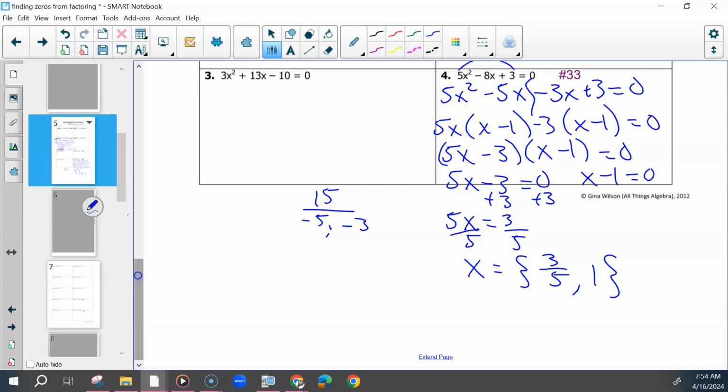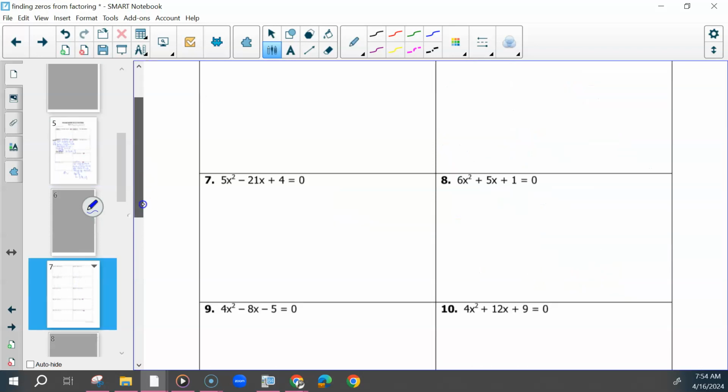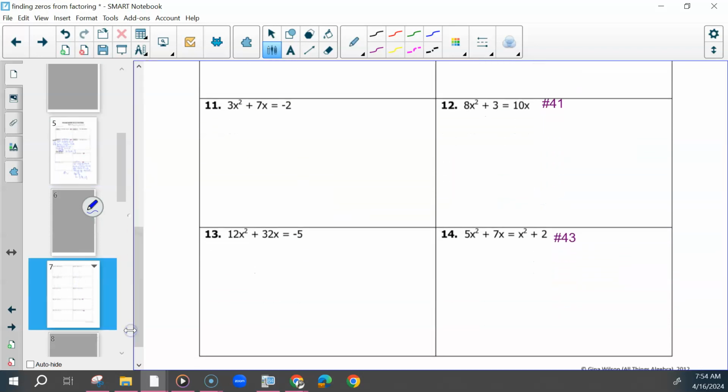A lot of these other ones are similar until you get to the bottom. So these are where you have to solve it first before you do anything. Do we have any questions that we want to see in 11 through 14? 12.